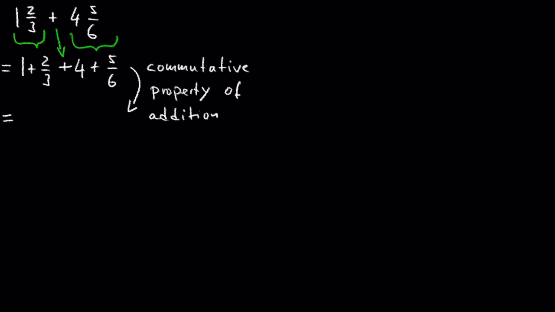So we can write 1 plus 4 plus 2/3 plus 5/6. Notice that this is just the same thing as the lines above. We just wrote the mixed numbers as a sum and changed the order. Now, 1 plus 4 is equal to 5.